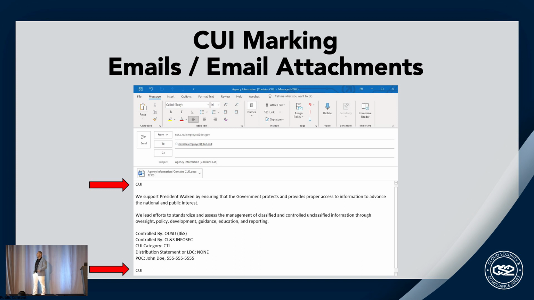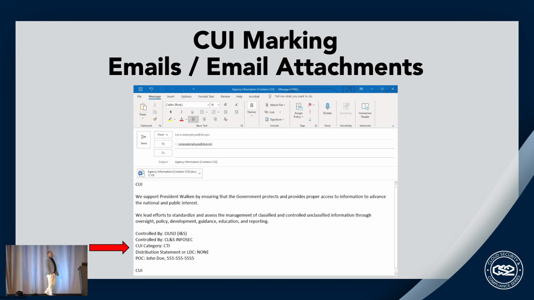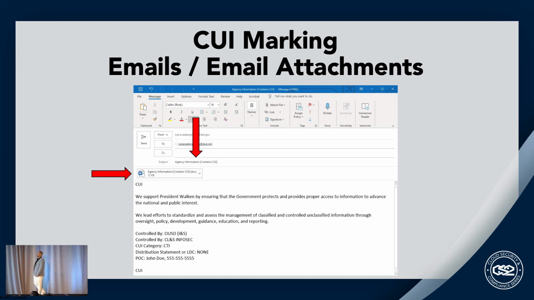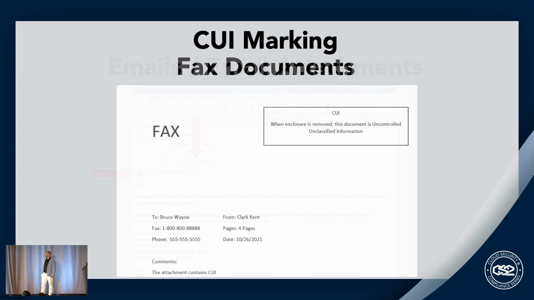So the body of the email is supposed to have CUI at the top and the bottom of the body of the email, and the CUI designation indicator block. And then it's optional best practice to include the brackets containing CUI in the subject line and in the file attachments if you're going to include any files.